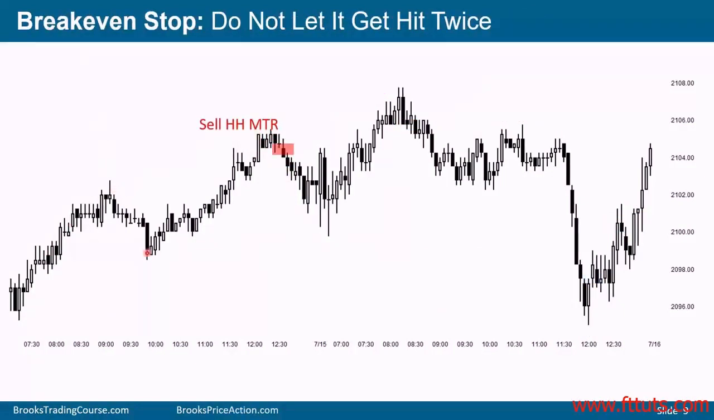Bull trend, bear breakout, higher high, major trend reversal. We have a 20 or 30 bar very tight channel. This is probably a minor reversal, which means the best the bears probably get is a trading range and not a bear trend.